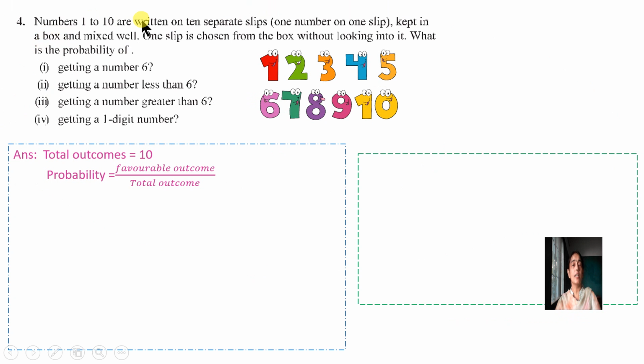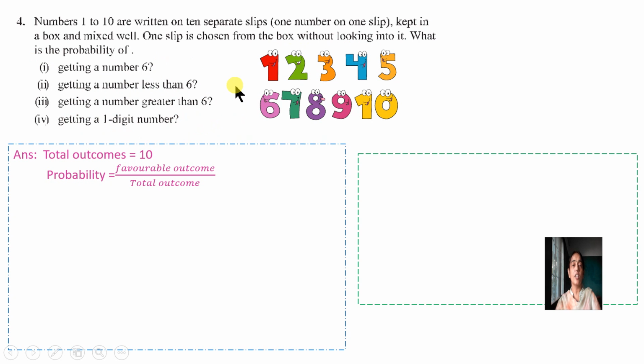Numbers 1 to 10 are written on 10 separate slips, one number on one slip, kept in a box and mixed well. One slip is chosen from the box without looking into it. What is the probability of getting a number 6, getting a number less than 6, getting a number greater than 6 and getting a one-digit number? We all know this, isn't it?